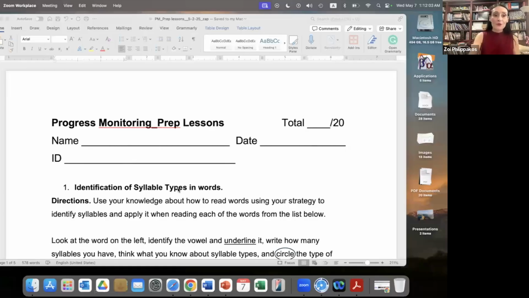So what are these progress monitoring tasks? I will show you an example. Once the students complete the preparatory lessons, the prep lessons, they will have a task where they will be identifying the syllables, syllable types, number of syllables in a word, and they will be circling the syllable type. They will have a real word and a nonsense word task.